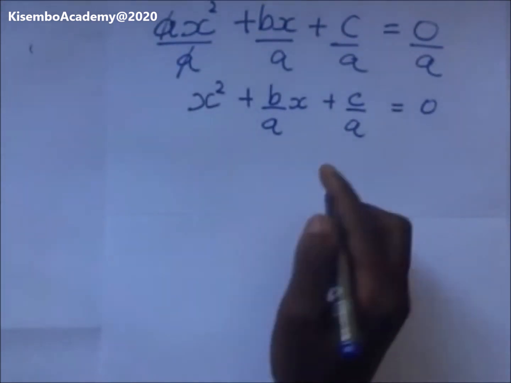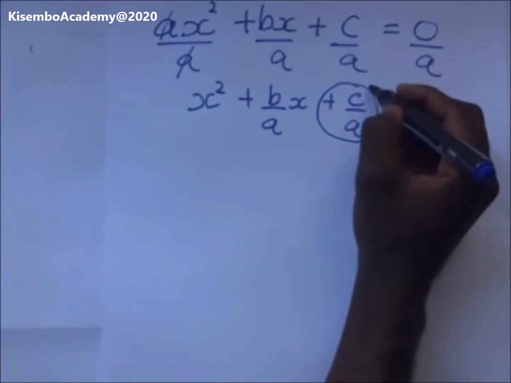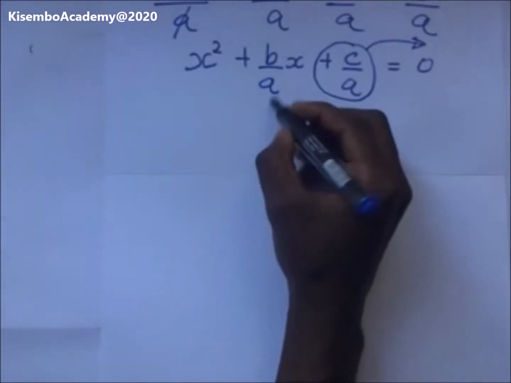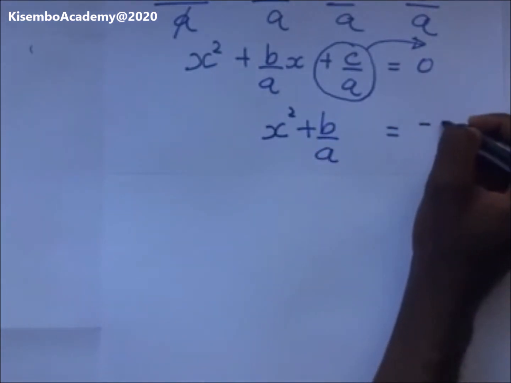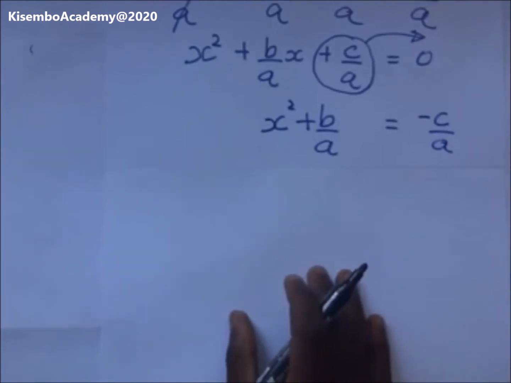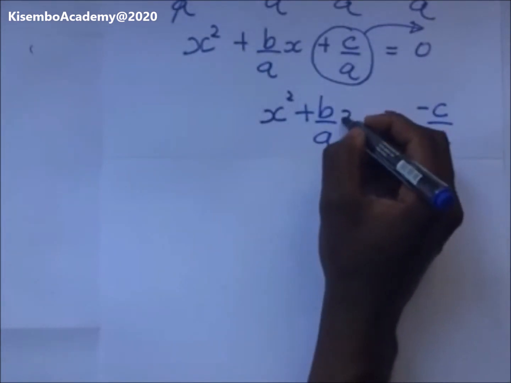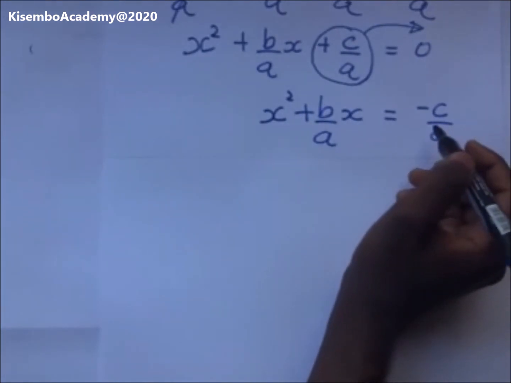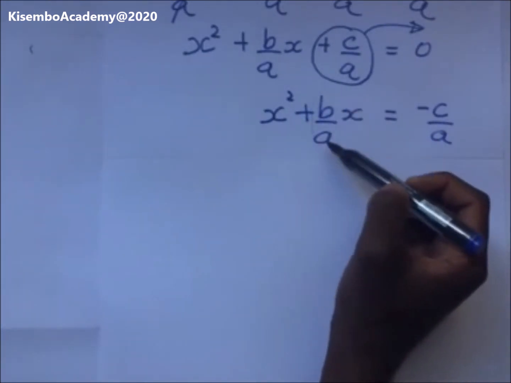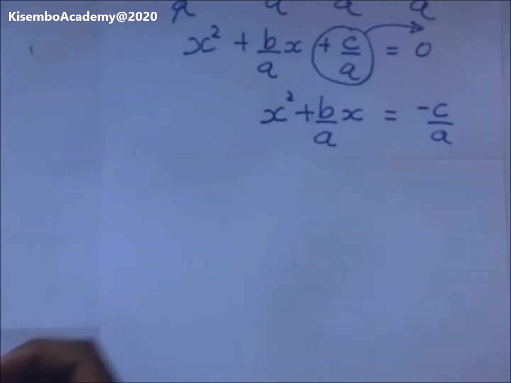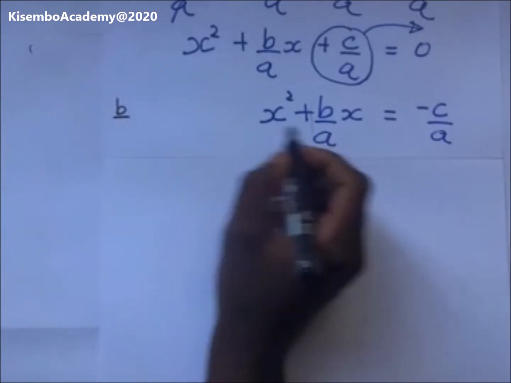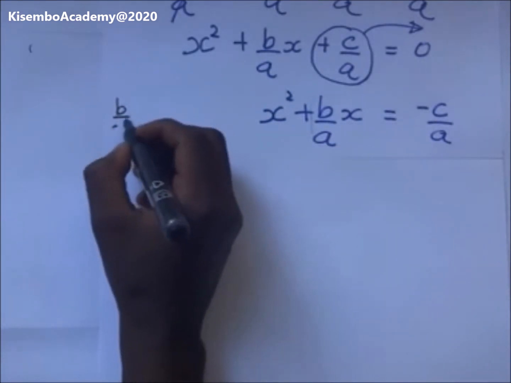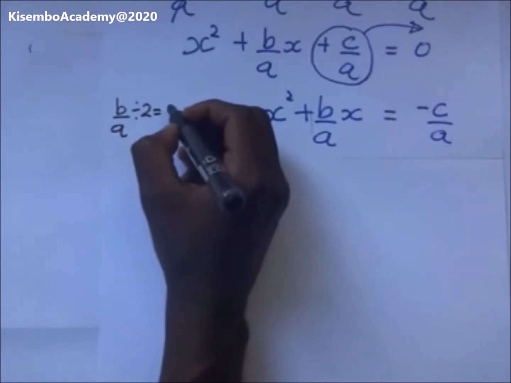From that point we are supposed to take this c over a to the other side of the equation. So it becomes x squared plus b over a x is equal to negative c over a. Now we look at the coefficient of x, which is b over a. The coefficient of x, which is b over a, divided by 2, gives us b over 2a.